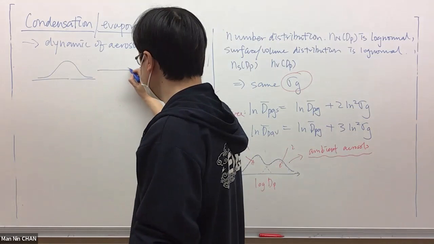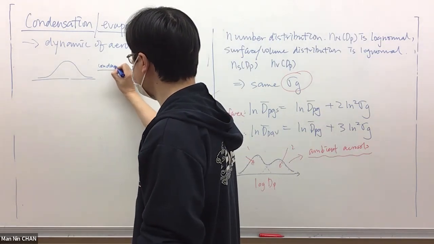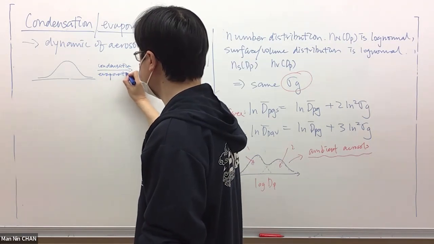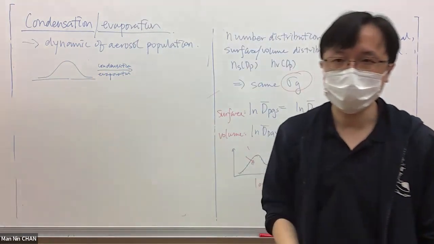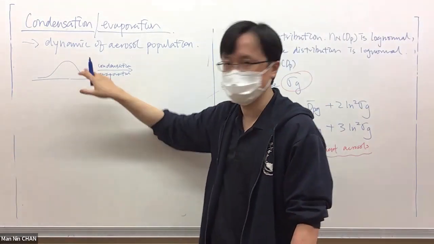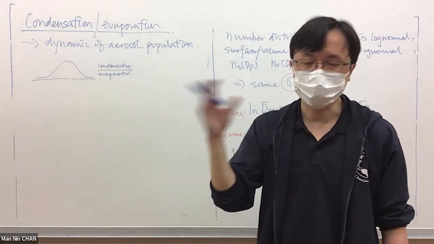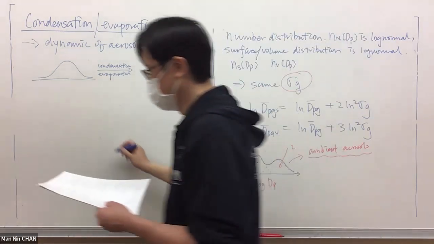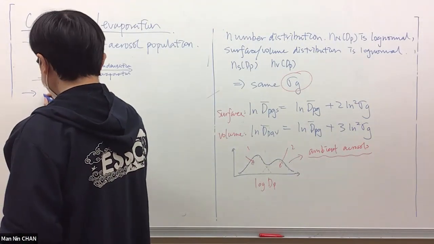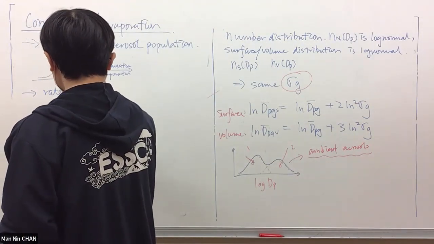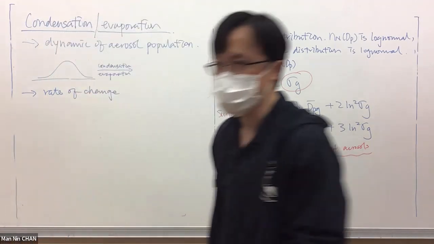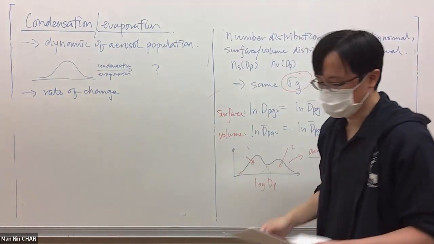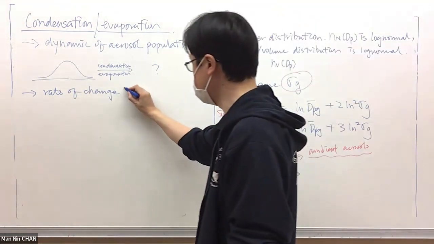So what will happen if you have condensation or evaporation? What will the change be in this aerosol population, or their size distribution, surface distribution, or the volume distribution? So we're going to talk about this. That means we're going to look at the rate of the change. If there's some condensation, what is the rate of the change in the size distribution?